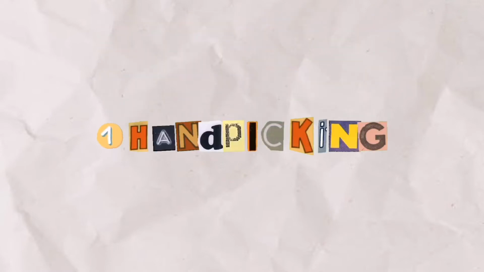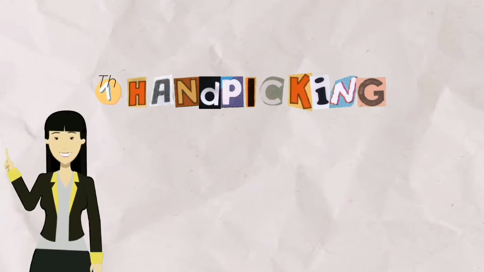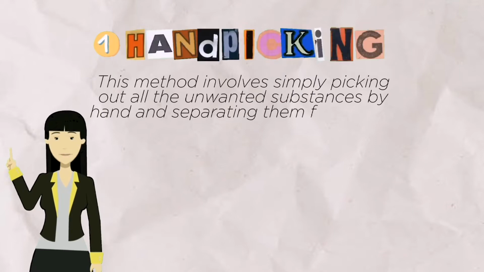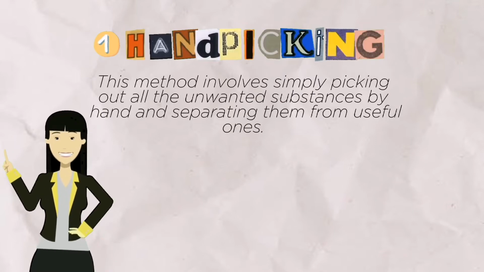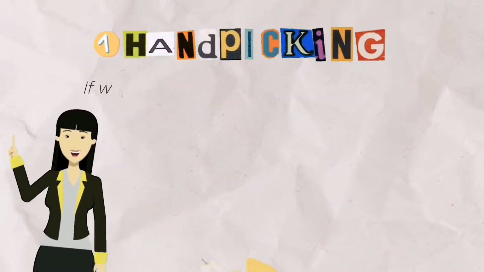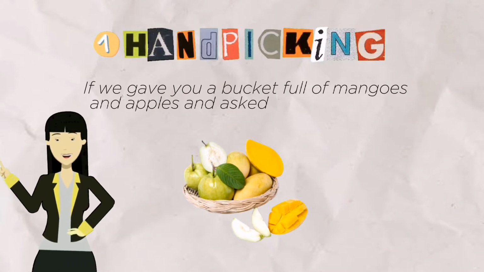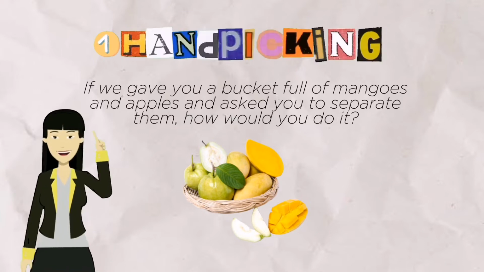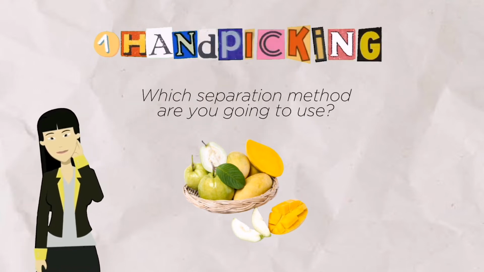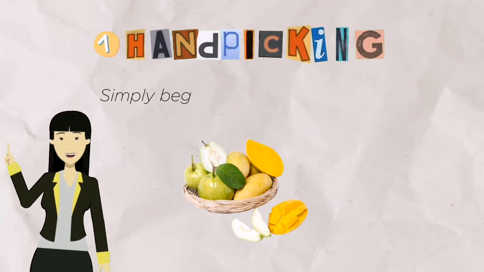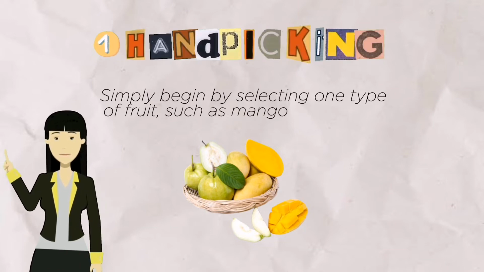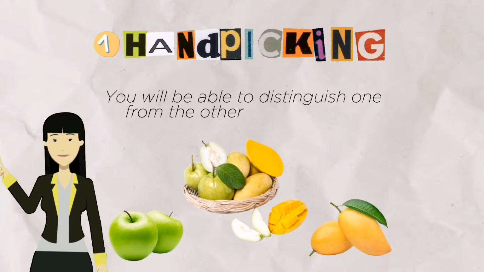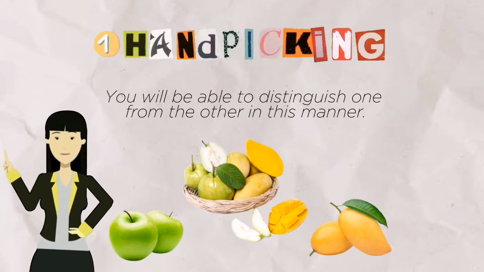First is the handpicking process. This method involves simply picking out all the unwanted substances by hand and separating them from useful ones. For example, if we gave you a bucket full of mangoes and apples and asked you to separate them, how would you do it? Which separation method are you going to use? Simply begin by selecting one type of fruit, such as mango or apple. You will be able to distinguish one from the other in this manner.